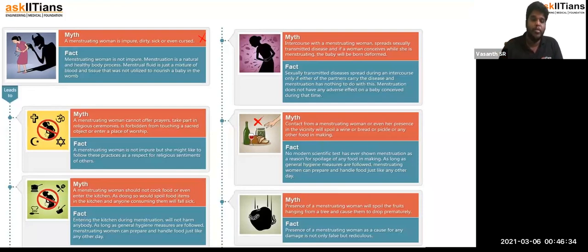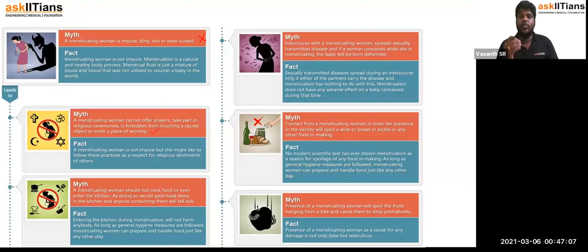The next myth is that menstruating women cannot offer prayers, take part in religious ceremonies, are forbidden from touching a sacred object or entering a place of worship. This is actually so unacceptable. Why is that? Because in the olden ages, a few years back, what we have understood is there was not much personal hygiene.